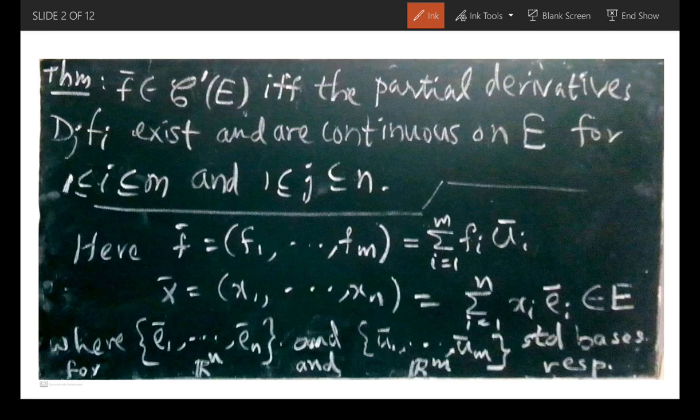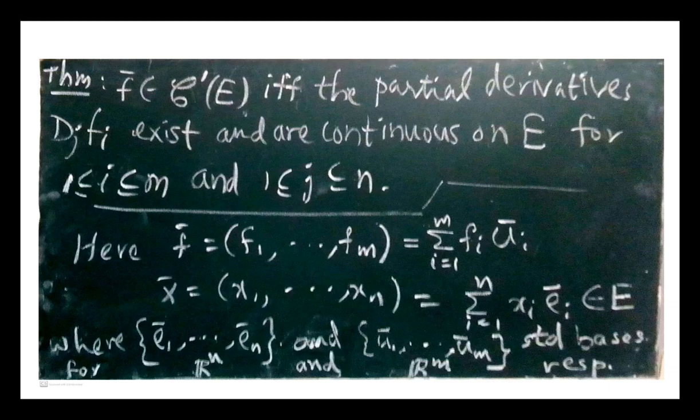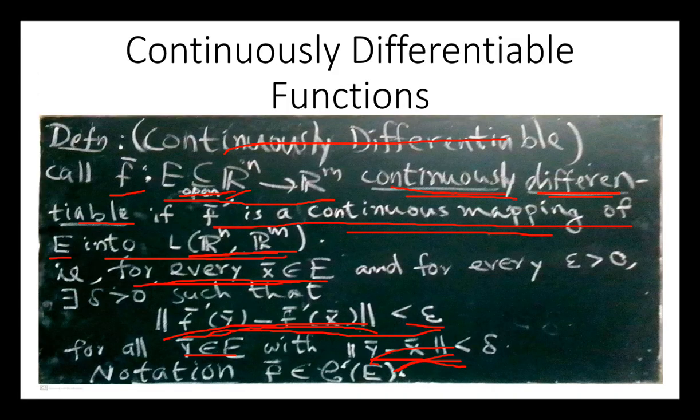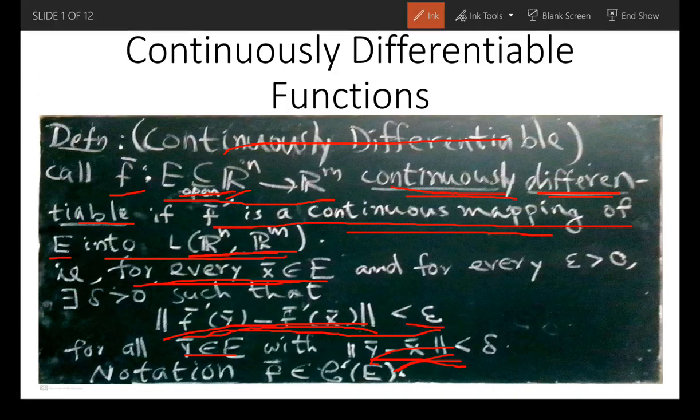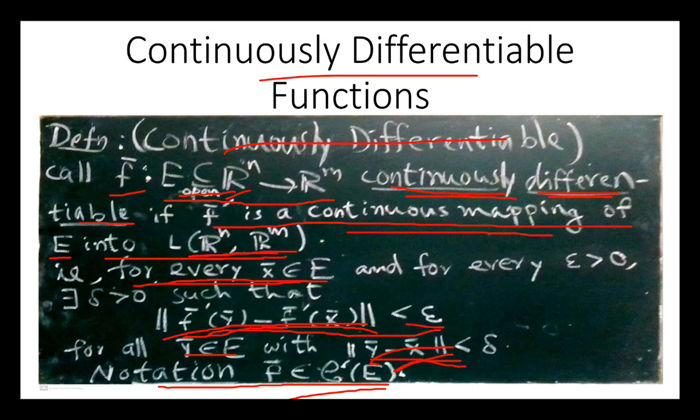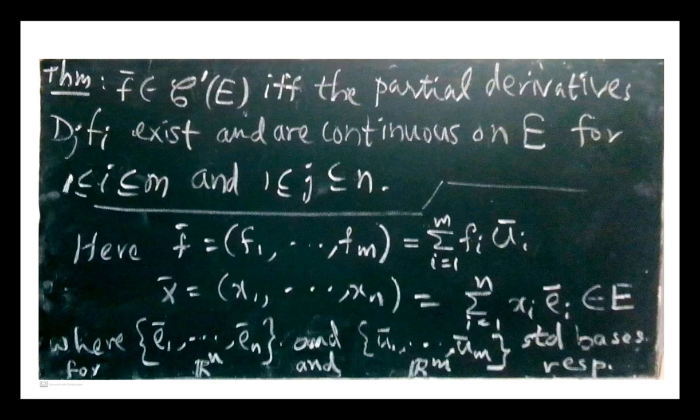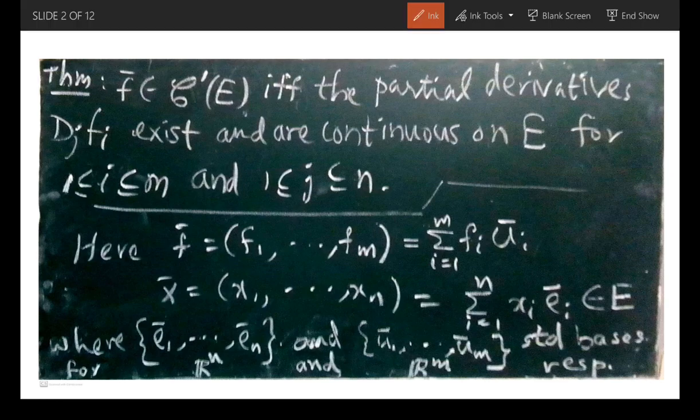Next is a characterization of continuously differentiable functions. One more thing I forgot to mention here. The notation is f belongs to C dash E whenever f is continuously differentiable. So C for continuity and dash for differentiability. So we say, or we write, f belongs to C dash E whenever f is continuously differentiable. So next is the characterization.